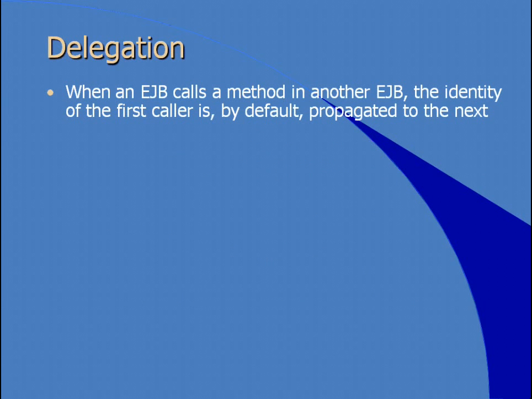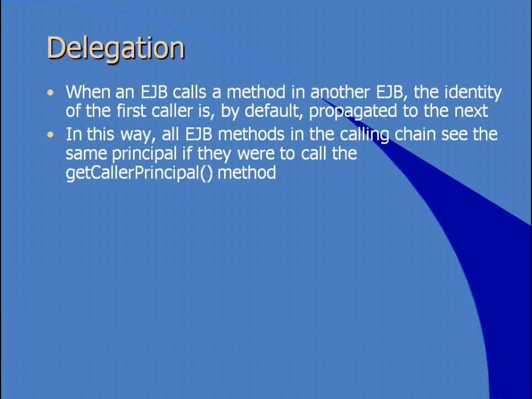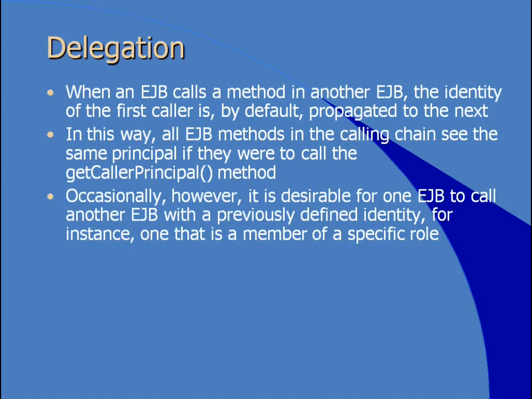When an EJB calls a method on another EJB, the identity of the first caller is, by default, propagated to the next EJB, whether they're in the same application server or another. In this way, all EJB methods in the calling chain would see the same principal if they were to call the getCallerPrincipal method. Occasionally, however, it's desirable for one EJB to call another EJB and intercept the previously identified identity and change it. For instance, one that is a member of a specific role.